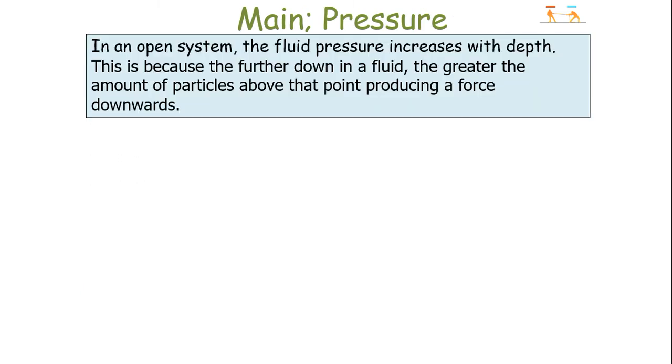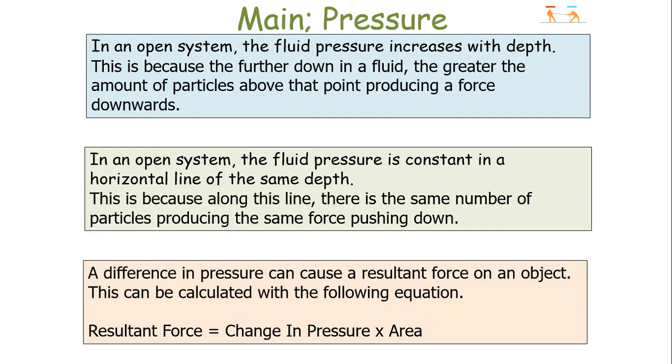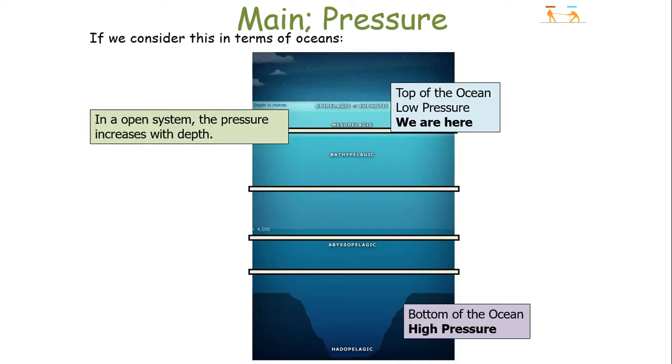So what have we learned? In an open system, the fluid pressure increases with depth because the further down in the fluid you go, the greater the amount of particles above that point producing the force downwards. But in an open system, the fluid pressure is constant in a horizontal line of the same depth because you get the same number of particles above that point exerting the force downwards. And a difference in pressure can cause a resultant force on an object, which can be calculated with the equation resultant force equals change in pressure times area.